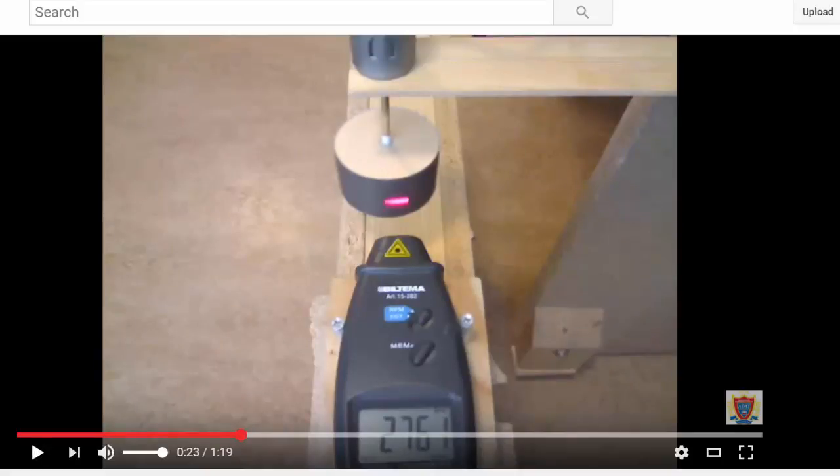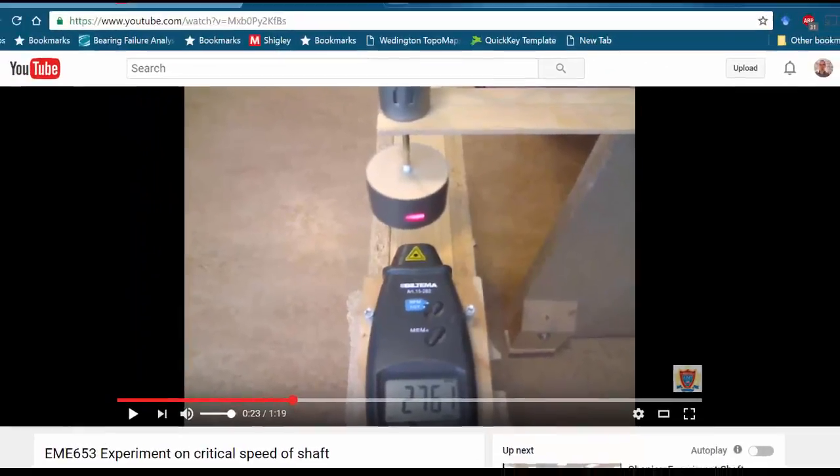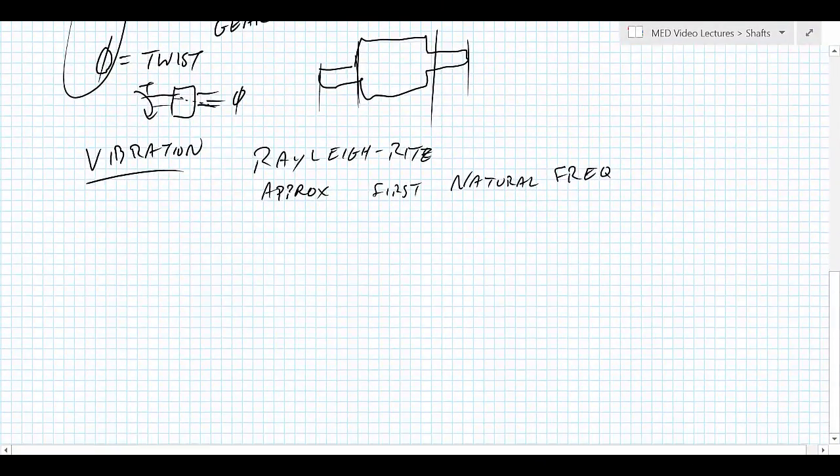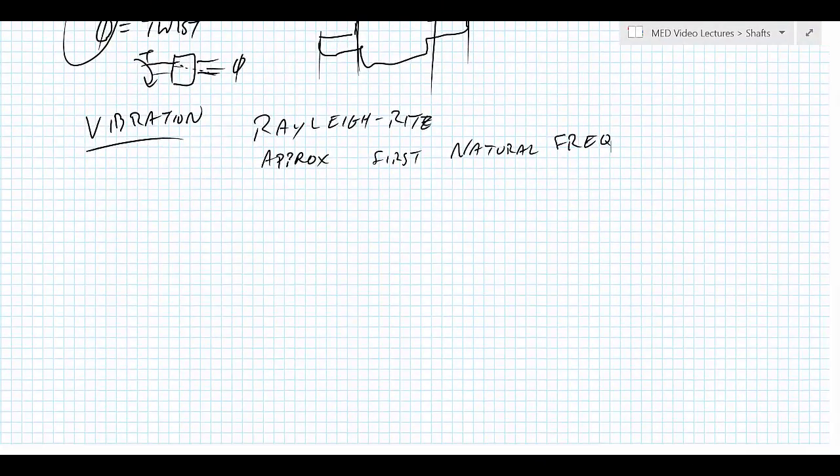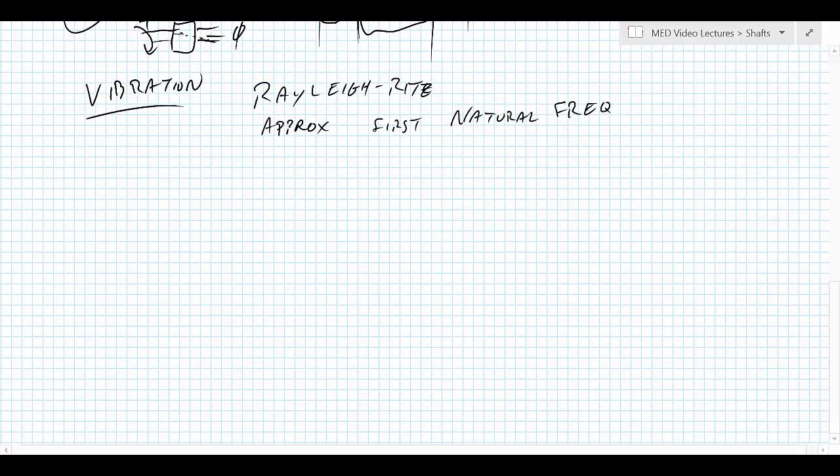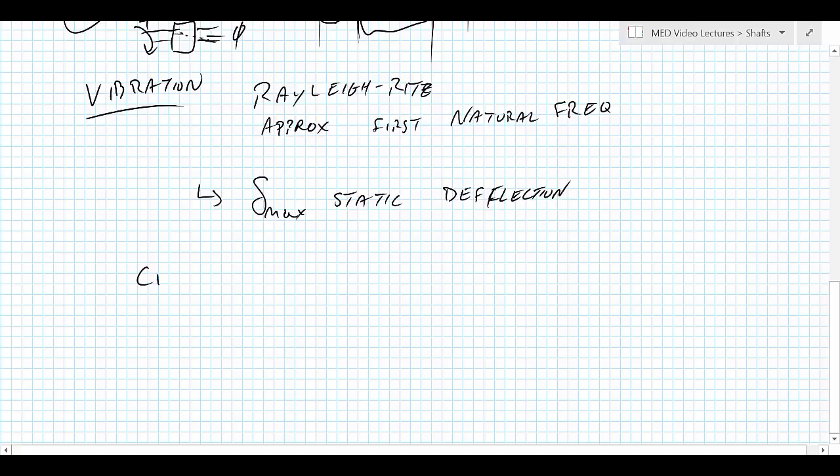Those excessive vibrations put a lot of impact and force onto your bearings and everything else in your system, so we want to avoid those as much as possible. So what we do is figure out an approximation of the first natural frequency. To do that, we first come up with the max static deflection, and then this maximum static deflection will tell us our critical speed.